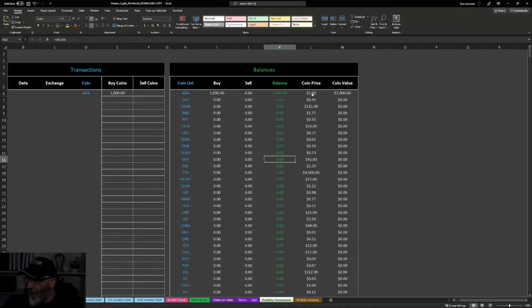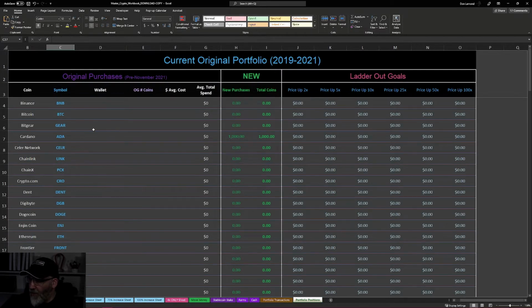You can update this daily, and you'll just see your coin value of what you hold. Now you come over here, and the same thing. This right here is where you're going to show basically the overall total holdings of your coins. So if you had a position in Cardano to begin with, you would put it right here.